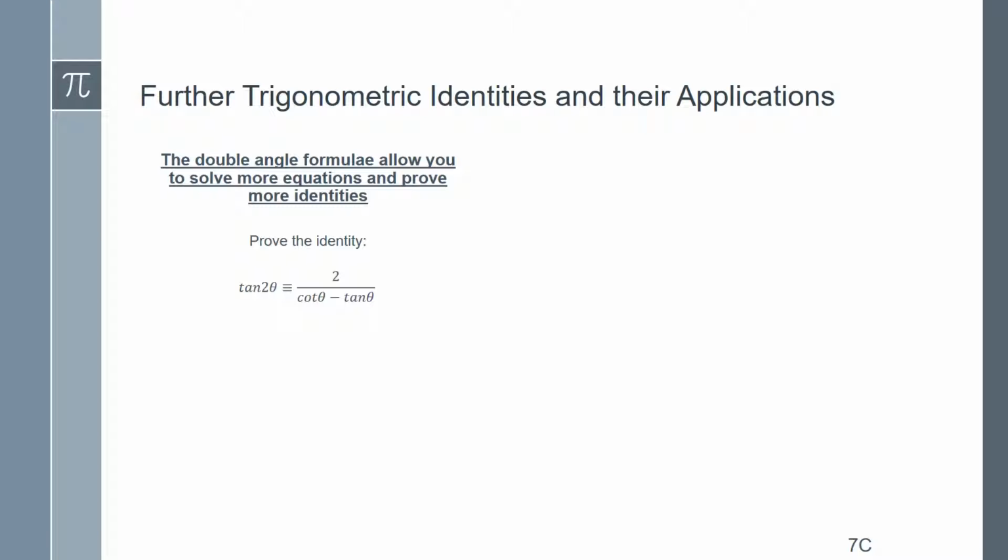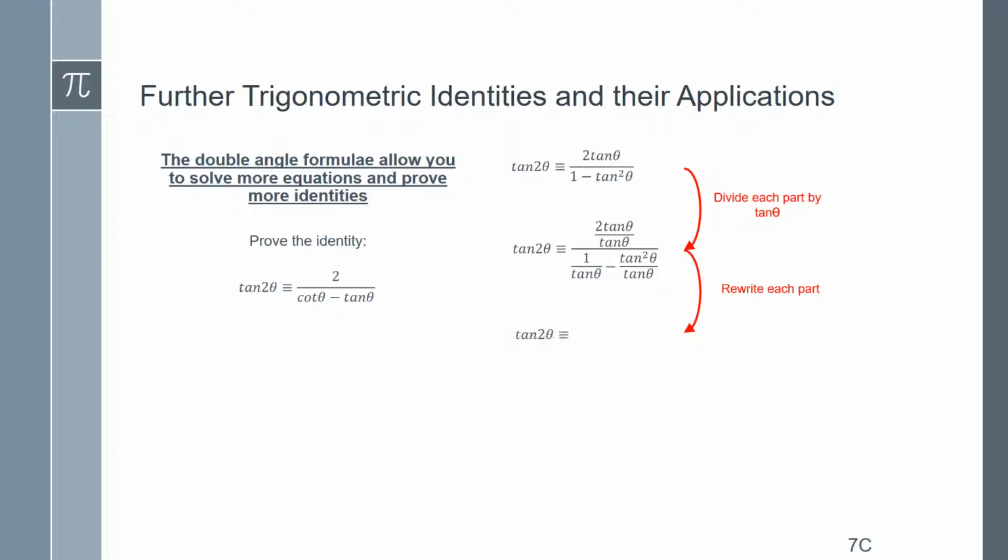Prove the identity tan 2 theta is 2 over cot theta minus tan theta. Well, tan 2 theta is 2 tan theta over 1 minus tan squared theta, using the double angle formula. If we divide each part by tan theta, this is mainly to get 2 on the top, but we will see how it will work out. We've got 2 tan theta over tan theta, which is 2, 1 over tan theta, that obviously we now recognise as cot theta, and tan squared theta over tan theta, where it'll cancel. So it's 2 over cot theta minus tan theta. Job done.